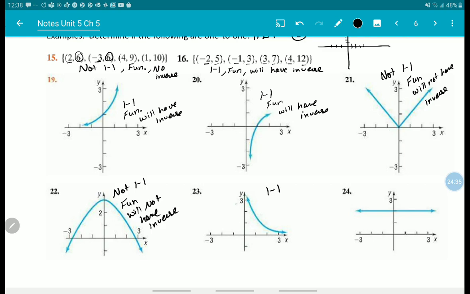Number 23 is one-to-one. It passes the horizontal line test. It's a function. It passes the vertical line test. Then that means it will have an inverse.